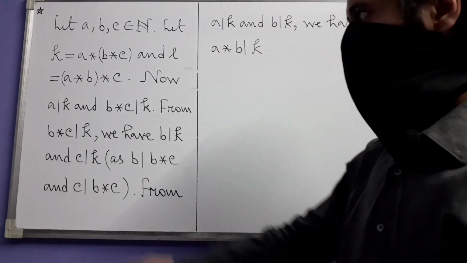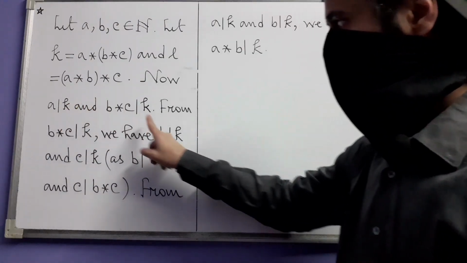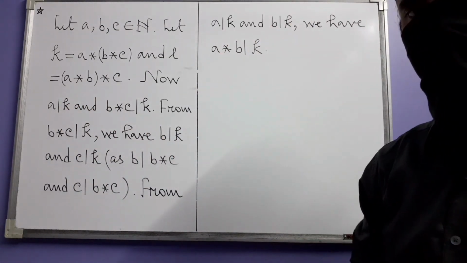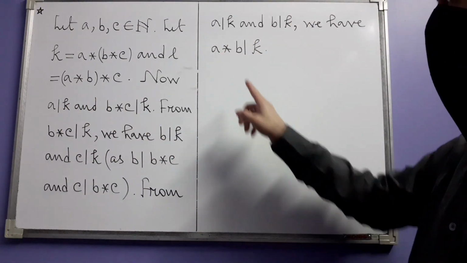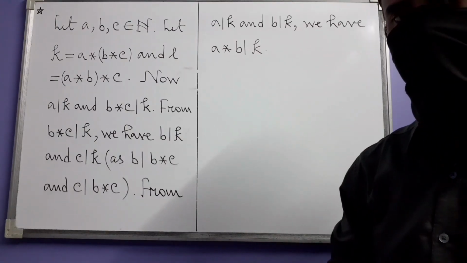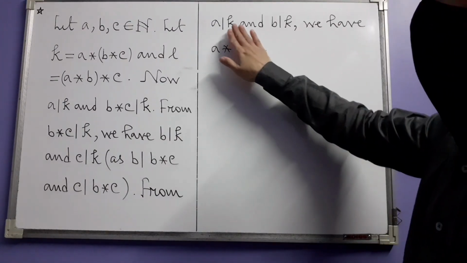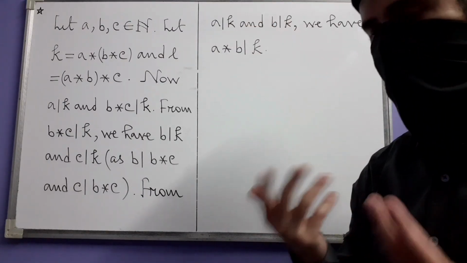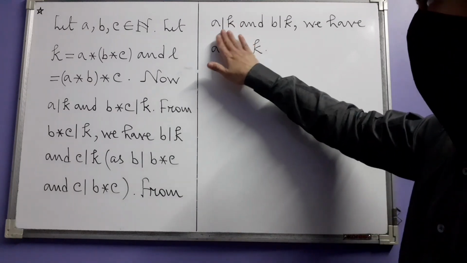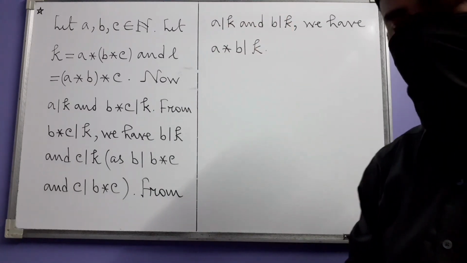Let's now focus on these two things, that a divides k and b divides k. Because of them, we find that a star b also divides k. How? k is a common multiple of a and b. That's what these two relations are saying, right?